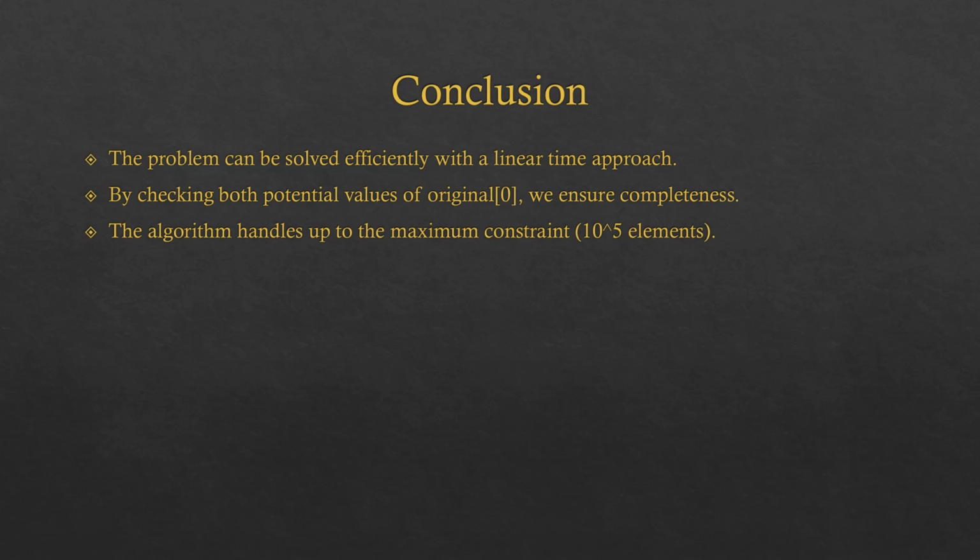In conclusion, we have seen that this problem can be solved efficiently in linear time. By checking both possible values for original[0], we ensure that we account for all possible cases. The solution works even for the upper constraints of 10 to the power 5 elements.